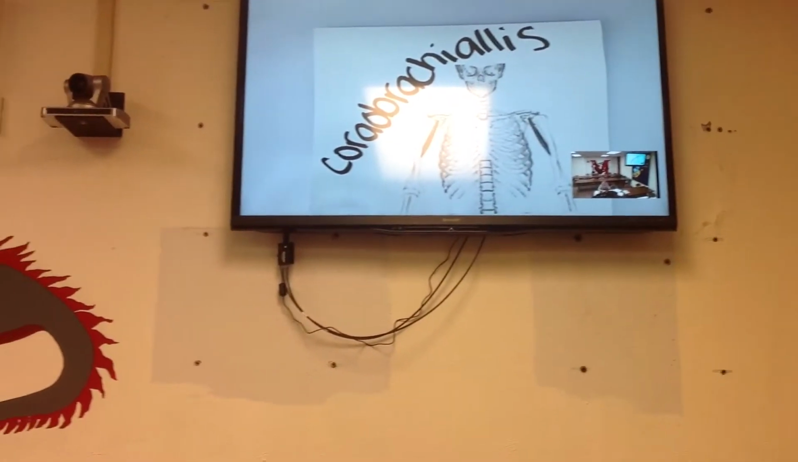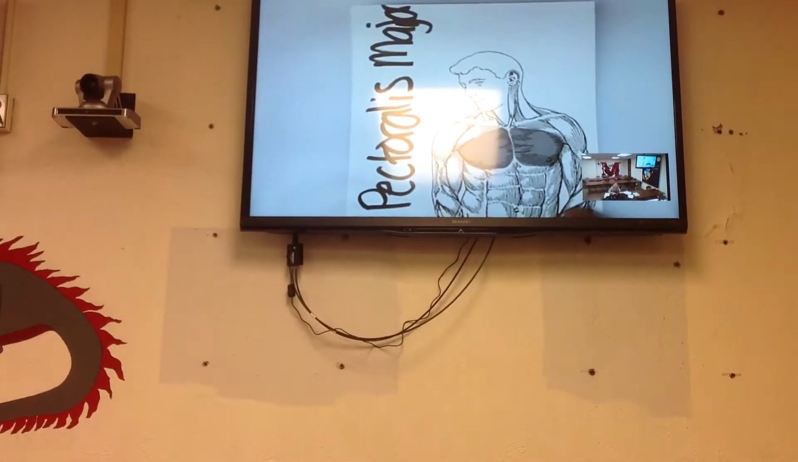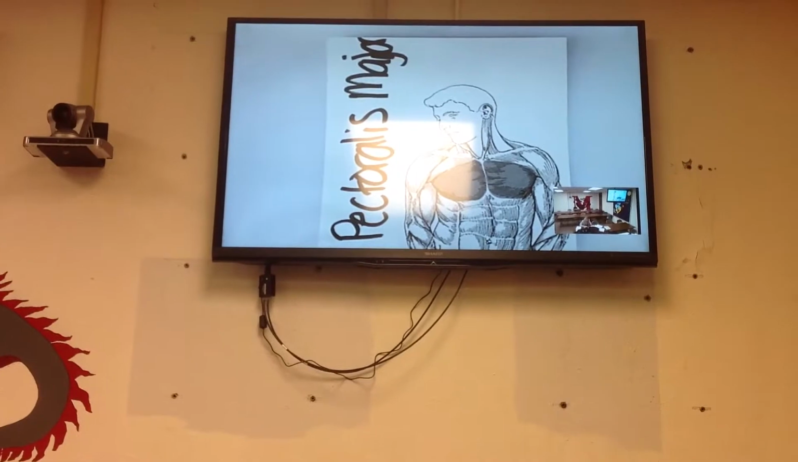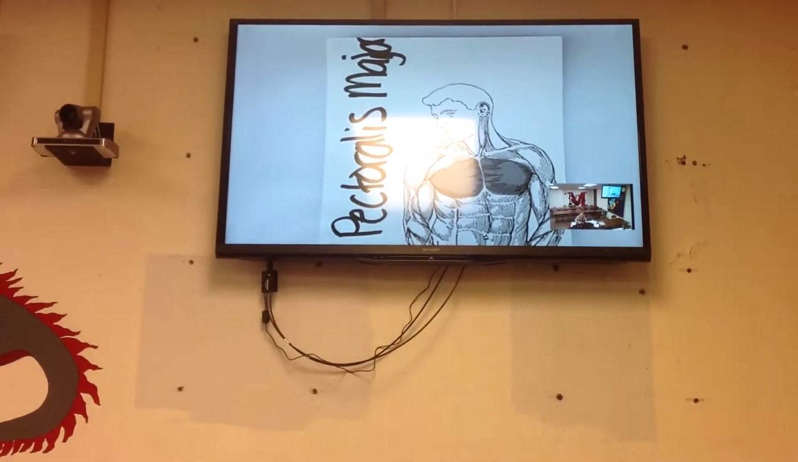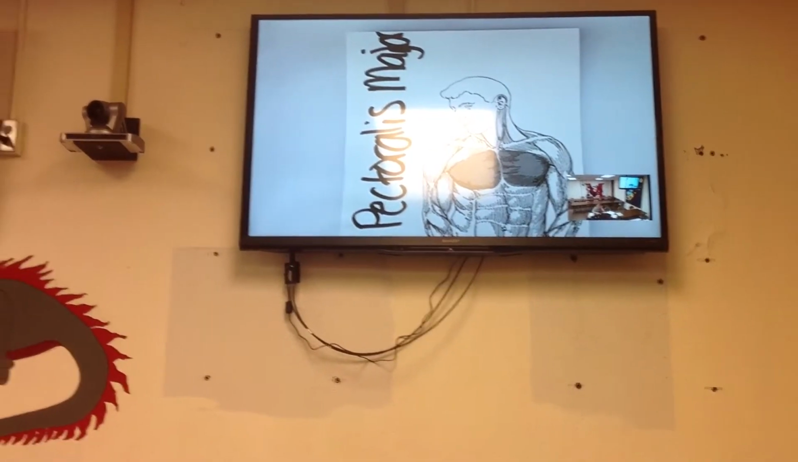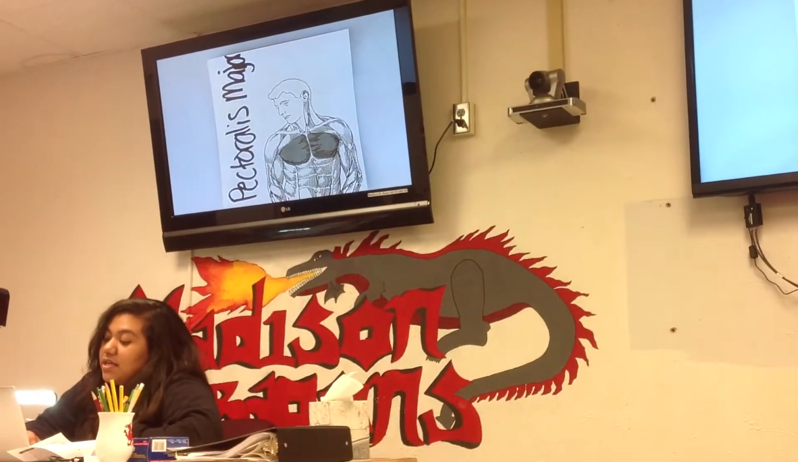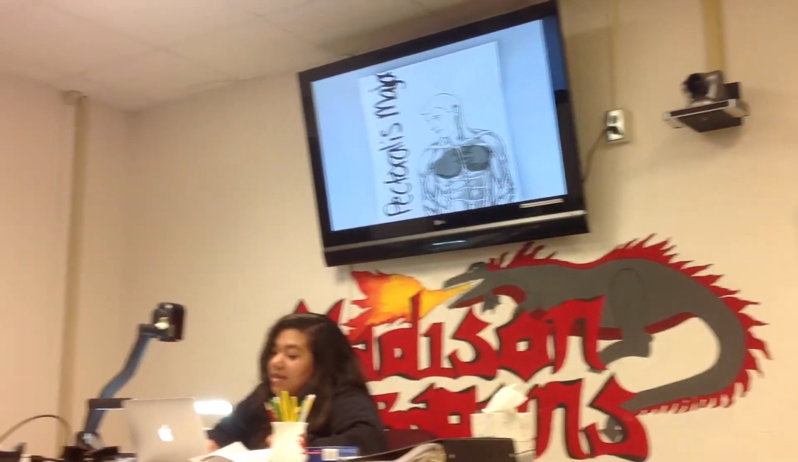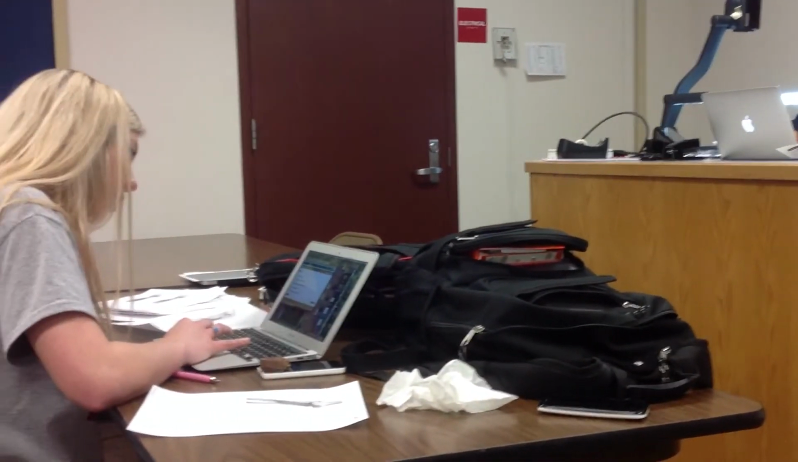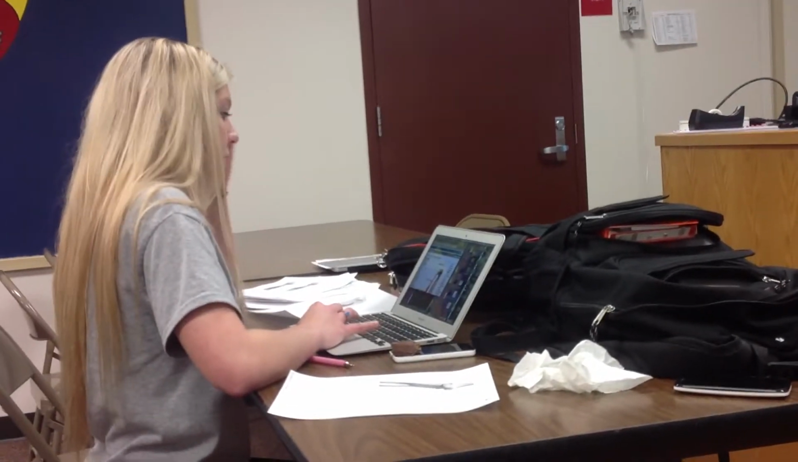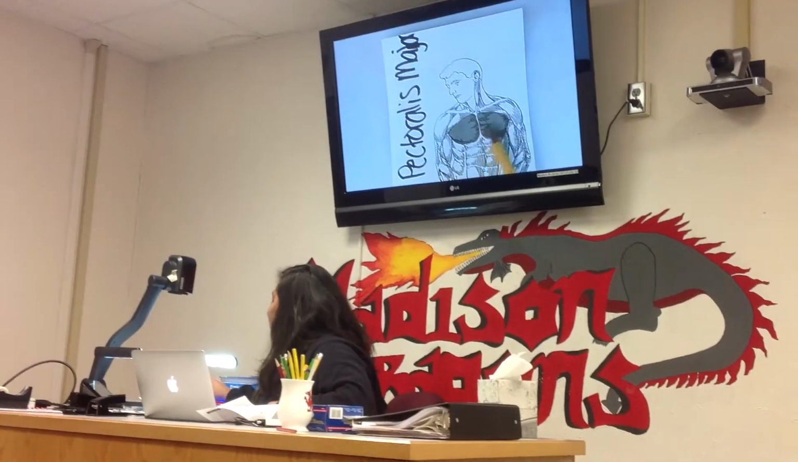The next muscle is the pectoralis major muscle. The origin of the pectoralis major is the clavicle, sternum, and costal cartilage of the upper ribs. Its insertion is the intertubercular groove of the humerus. The action, it extends, adducts, and rotates the arm medially. Its agonist is the pectoralis major, and its antagonist is the deltoid. It's right here, right where the pecs are at.